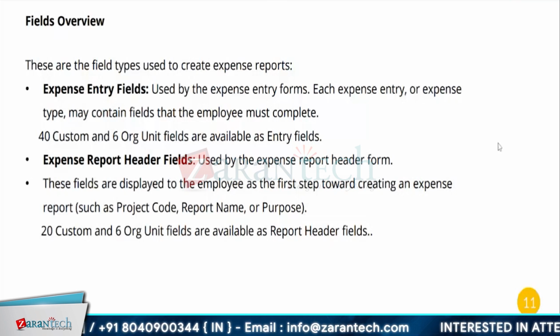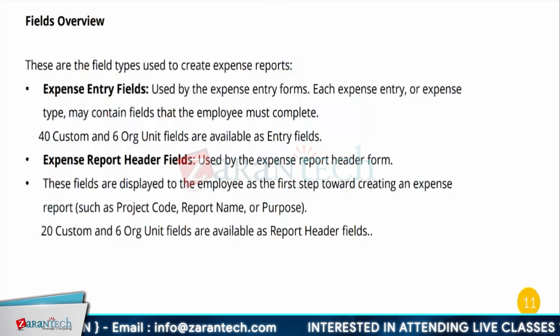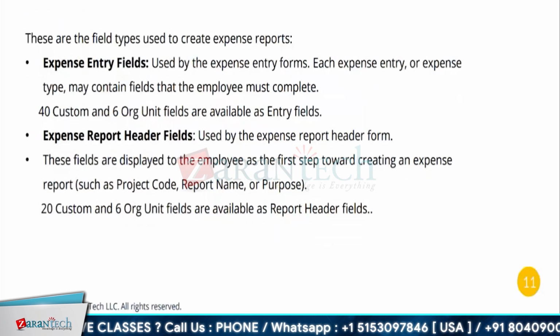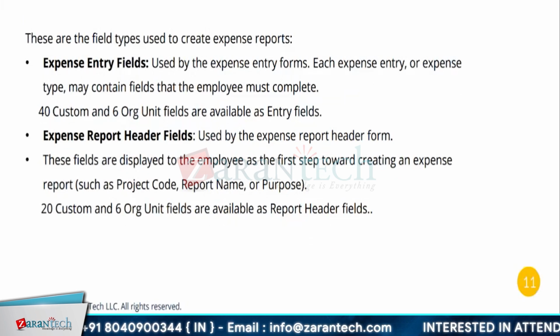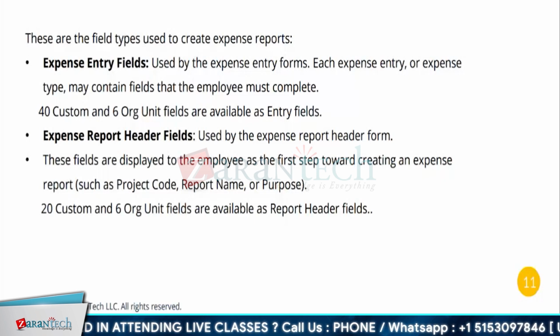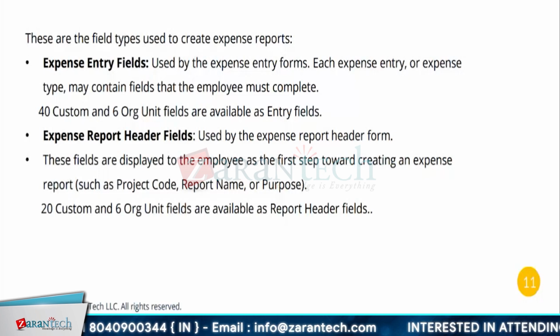So we checked what the expense entry and expense form are, what fields are available, and what new custom fields we can add. So that part is over. For the expense header, there are a lot of fields that we had seen earlier for the expense report. In this case, it is mentioned that it will display project code, report name or purpose, with 20 custom and 6 org unit fields. So we can add more fields using the custom field, and if you want to add organizations, we can add them as the org unit, which is available.